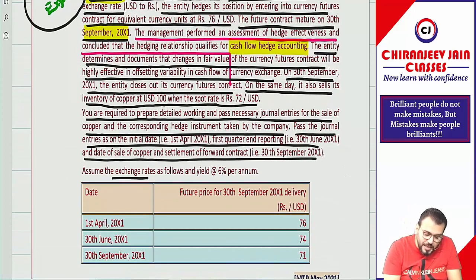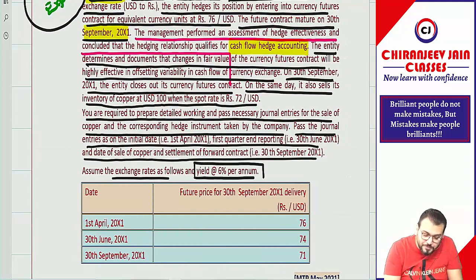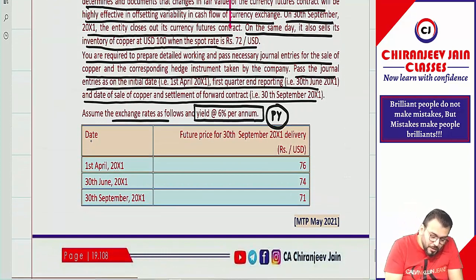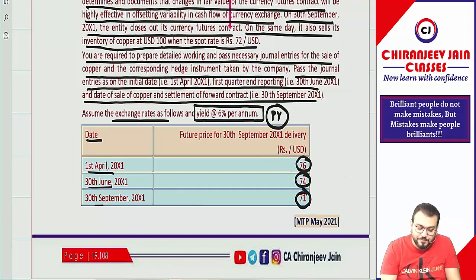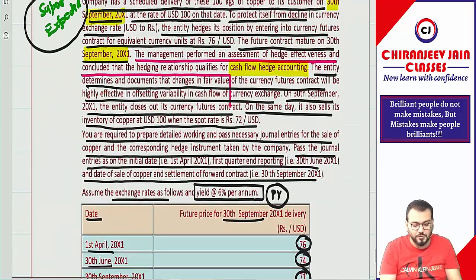Assume the exchange rate as follows and the yield at 6% per annum. Whenever they give yield, it means we need to calculate present value. Means we need to find out the fair value of the forward contract by discounting. It is common sense, they have given a yield rate, so we will find out fair value by discounting only. Now they have given the date, then they have given the future price. But is this forward rate or spot rate? This is forward rate. The future price on 30th September 2001 delivery. So they have given the forward rate.